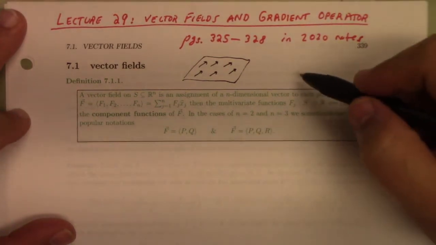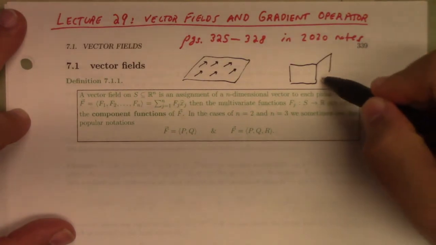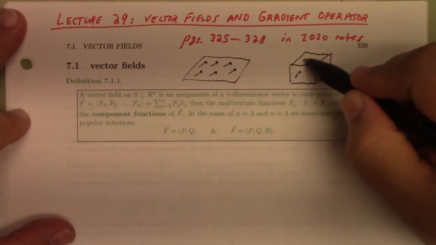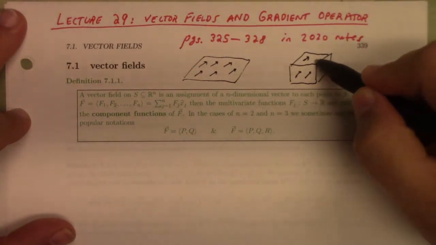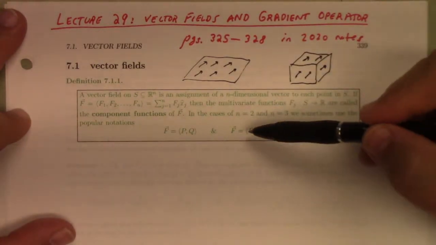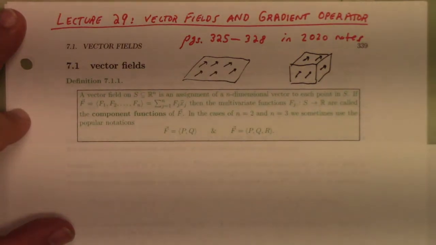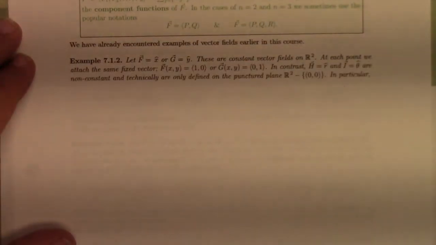It's harder for me to draw in 3 dimensions, but in 3 dimensions a vector field is attaching a vector at each point in the space. To do that, you need 3 functions, which calculus books tend to use P, Q, R for, and in 2 dimensions they tend to use P and Q. And that's what a vector field is. As I say, we've already encountered examples earlier in the course.